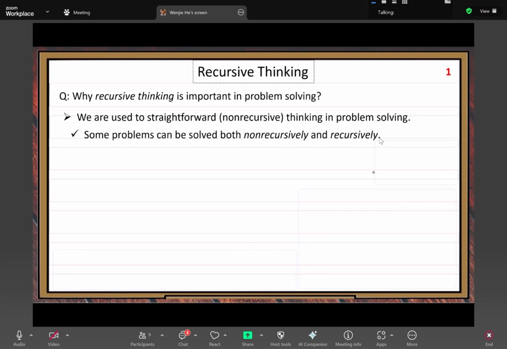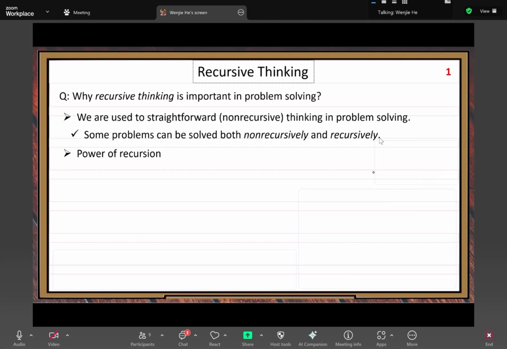Sometimes we can solve a problem in two different ways. One way, we do not use recursive thinking; we just use our usual non-recursive way. And sometimes we can use the recursive way. So here I want to do some comparisons. These two different ways, we want to see their advantages and disadvantages. Each one has its own advantages and disadvantages.